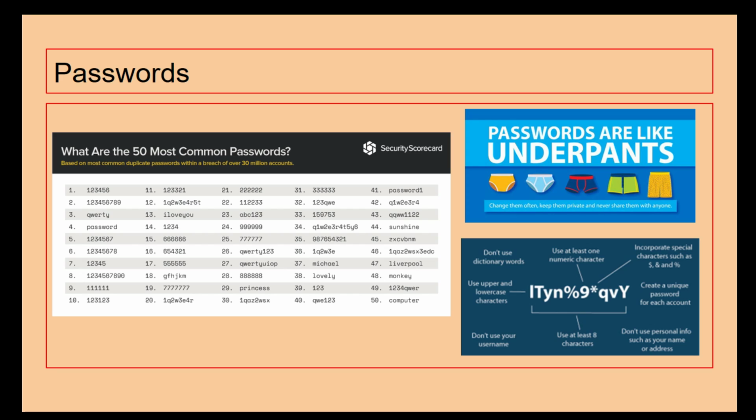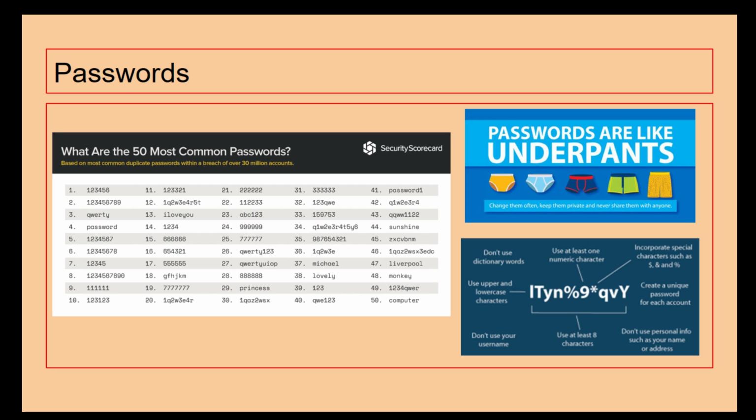But you can see there, we've got QWERTY, 1, 2, 3, 4, 5, 6. We've got 1, 2, 3, 4. We've got I love you. We've got password1, sunshine, monkey, computer, princess. These are really obvious to guess passwords. So passwords need to be as secure as possible.